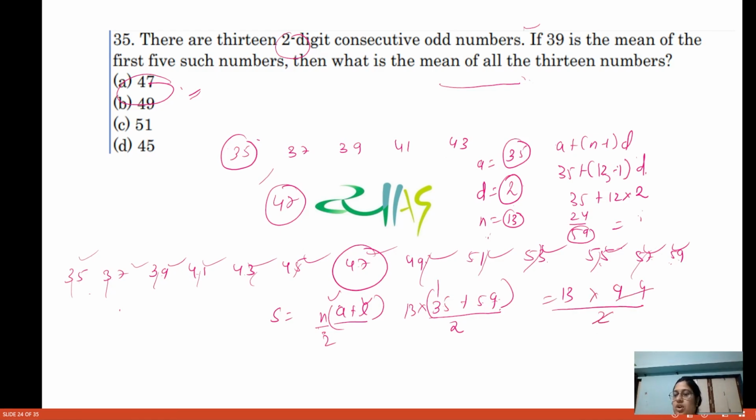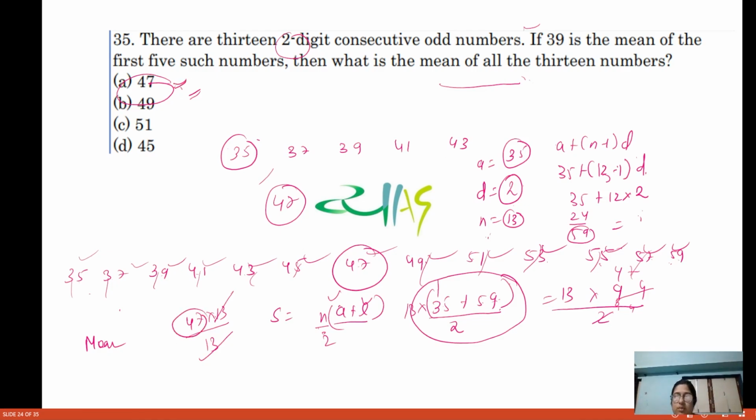So you will get this what? 2 4s are 8 and 2 7s are 14. So 47 into 13 you have. ओके, जस्ट डिवाइड बाई 13, क्योंकि आपने 13 नंबर का सम किया है, आपको 13 से डिवाइड करना पड़ेगा उसका मीन निकालने के लिए. तो आपने 13 से डिवाइड किया तो आपका मीन 47 आ गया.